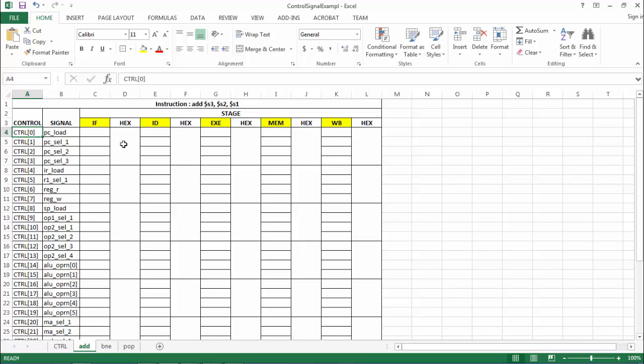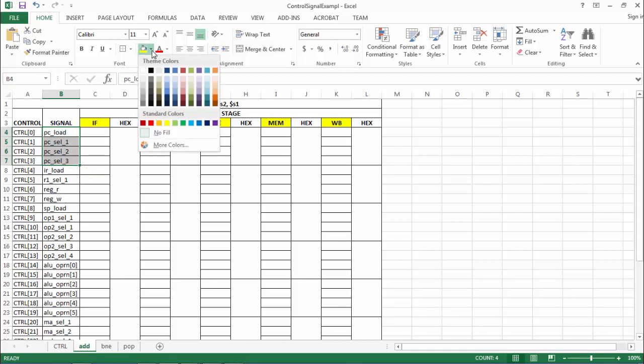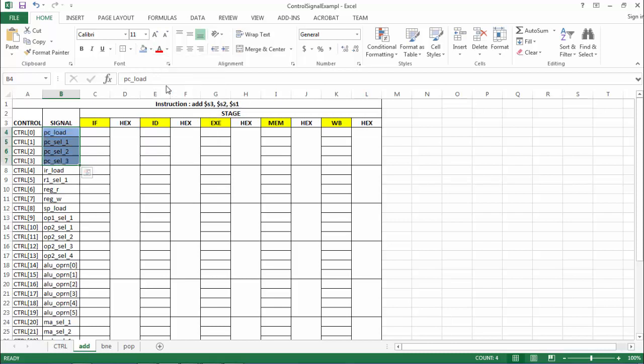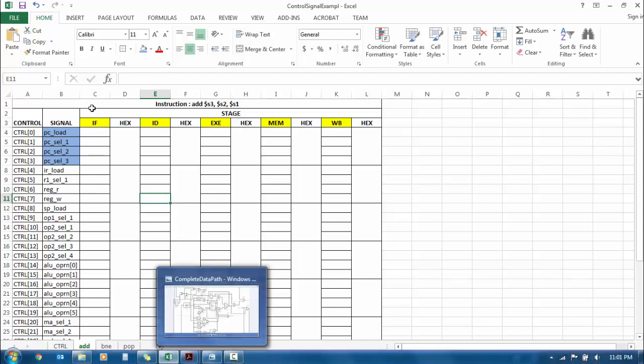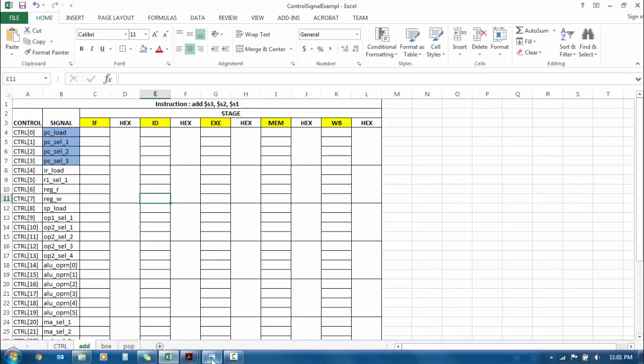What else? Let me try to classify this list of signals. Some of the signals are related to certain common operations. For example, anything like PC underscore is related to the program counter. So maybe we should mark it as a group. For example, maybe we'll highlight them like this. And then let's take a look at what I mean by the group.